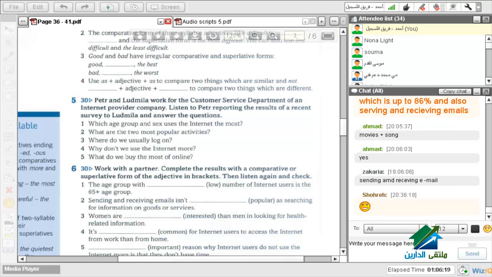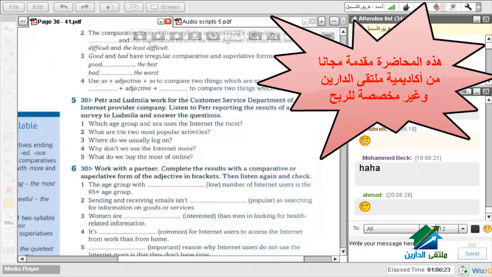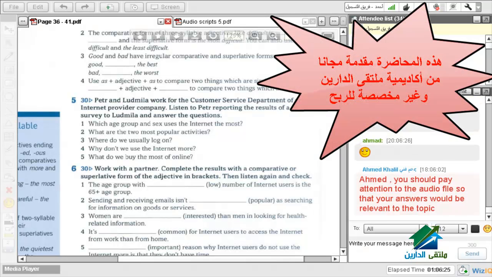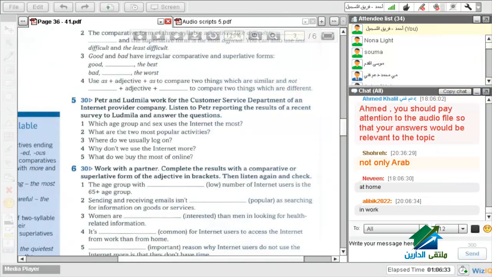Number 3, where do we usually log on? Oh, that's a fact. I'm not kidding. I'm not joking. In Iran also, Shuhra?